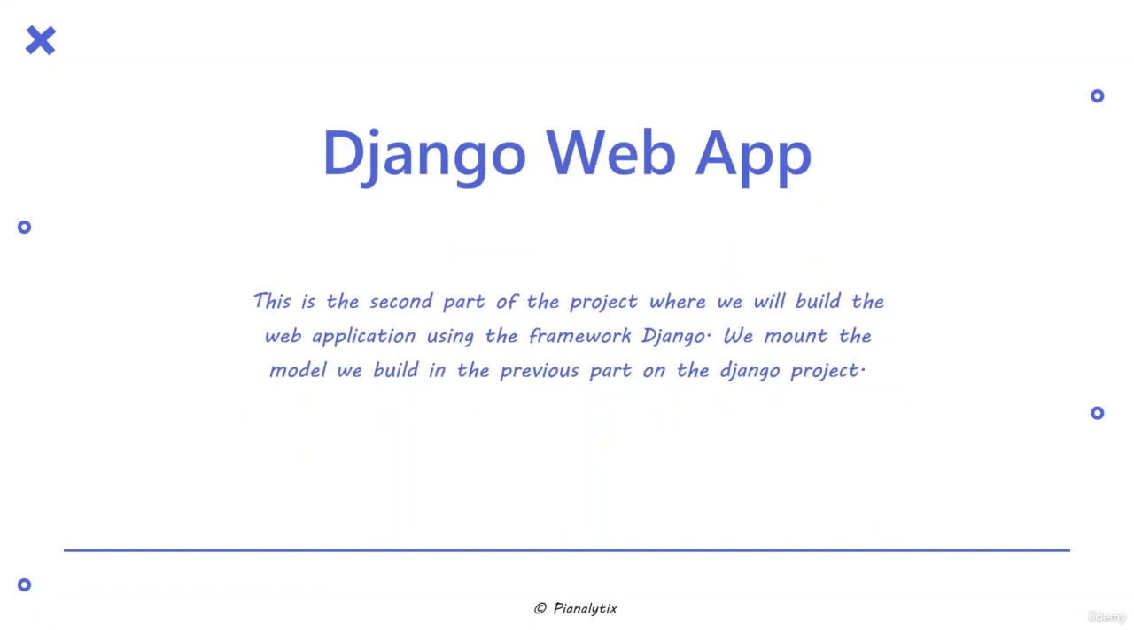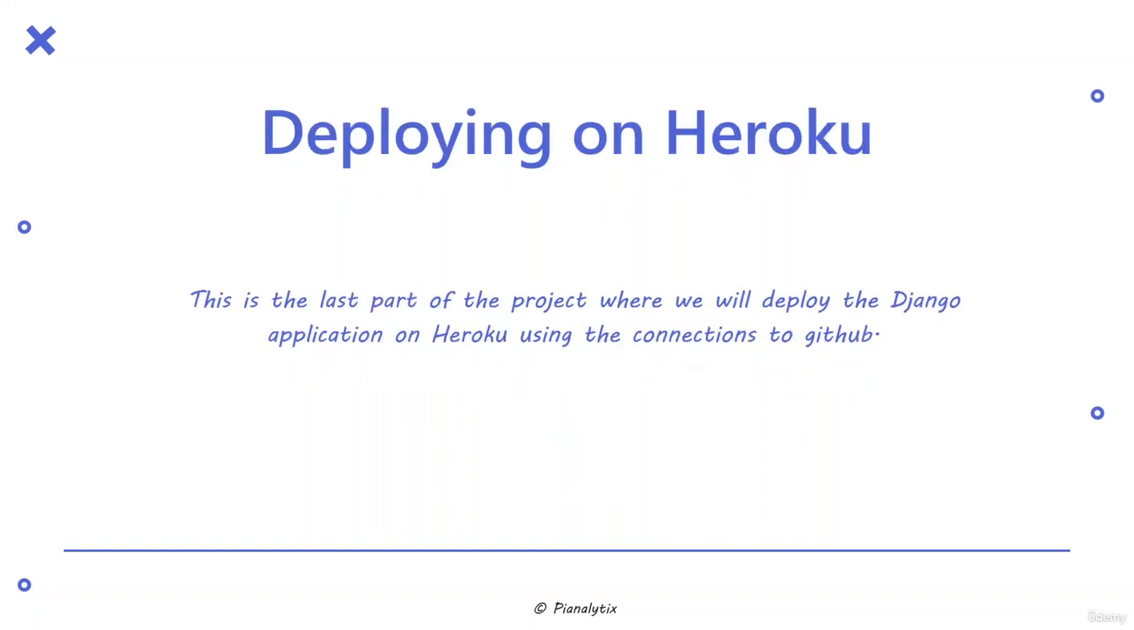So the second part is where we develop a Django application. Now this is the second part of the project where we will be building the web application using the Django framework. We will mount the model we built in the previous part on the Django project here. So this is the last part of the project where we will be deploying the Django application on Heroku using the connections to GitHub.